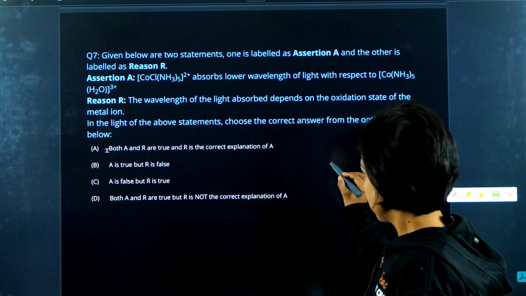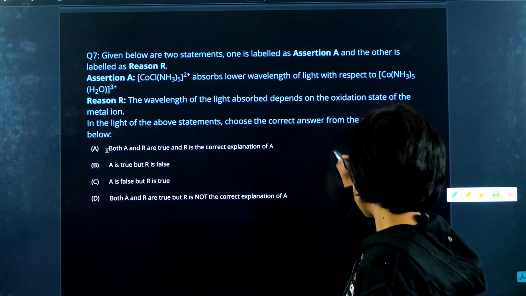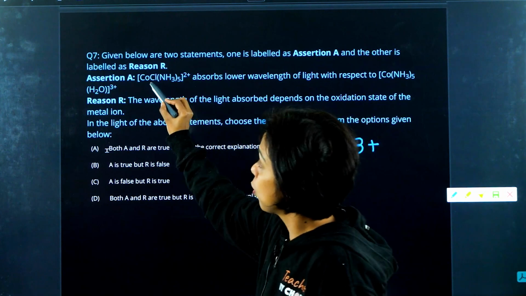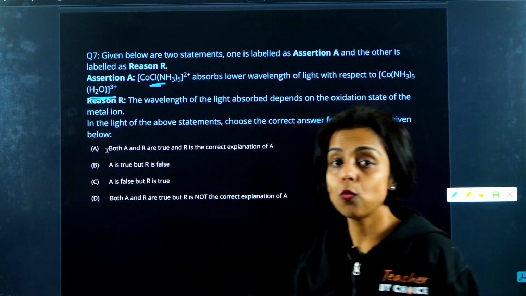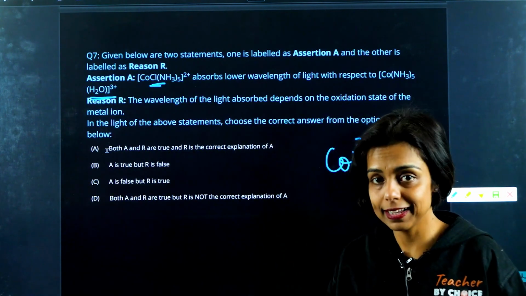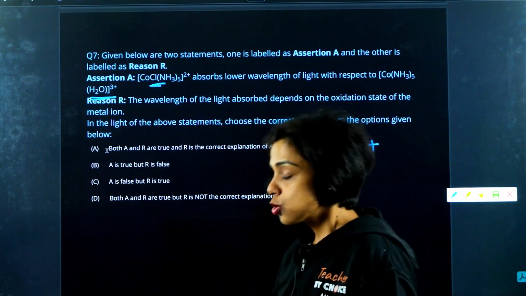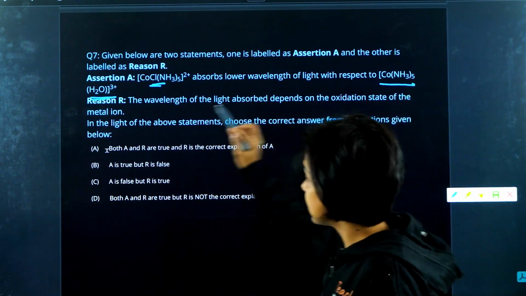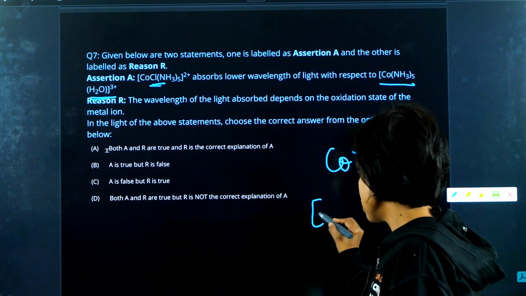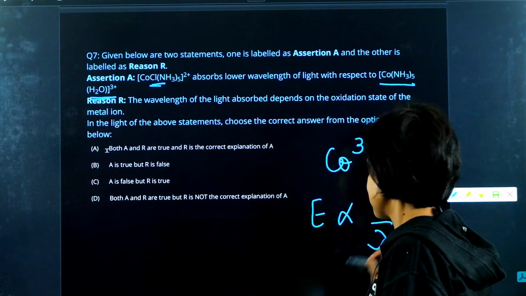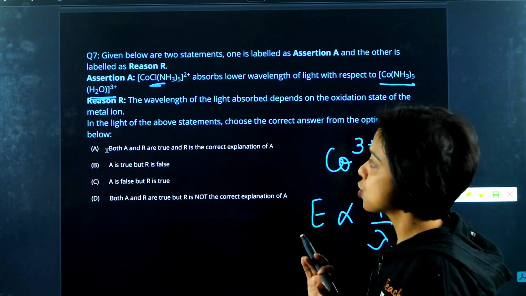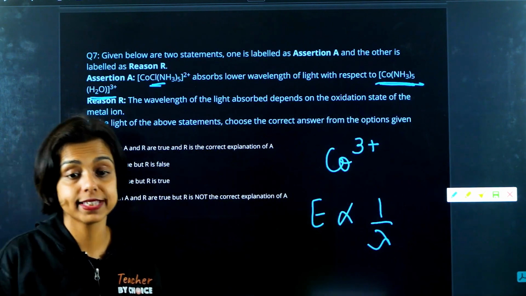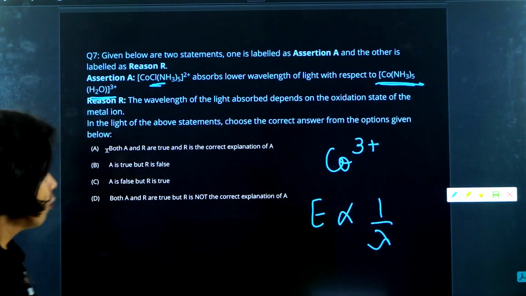And in both, cobalt is in +3 oxidation state. So the oxidation state of cobalt is the same in both, but here we have chlorido, here we have aqua. H2O is a stronger ligand than halogens, right? So being a stronger ligand, more CFSE. So the CFSE of the second complex is more. If energy is more, the wavelength it absorbs is less, right? So the assertion is not true. The second complex will absorb lower wavelength because it has more CFSE as compared to the first.